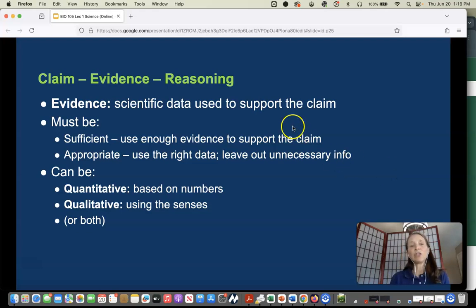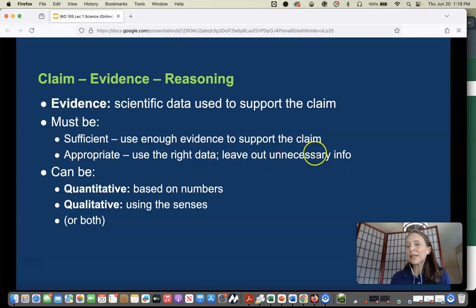Now again, once you make that claim, you need to back up that claim with your scientific data that was used to support that claim. And that scientific data obviously needs to be sufficient. You need to have enough evidence to support your claim. So again, that's where your larger sample size comes in. And then obviously that evidence needs to be appropriate. It needs to be the right data.